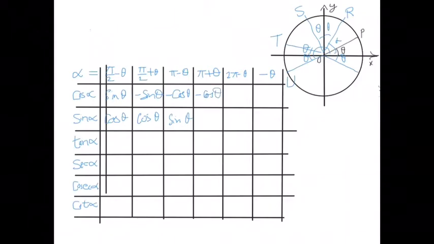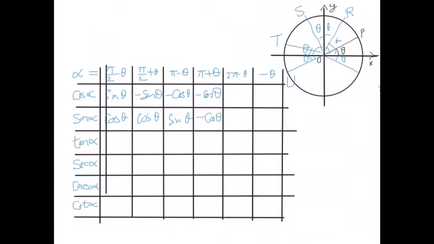And likewise, sin alpha is the projection of OU on the y-axis, which is again on the negative side, and its magnitude is same as the projection of OP on the y-axis, which is on the positive side. Therefore, we can write sin alpha as minus sin theta.